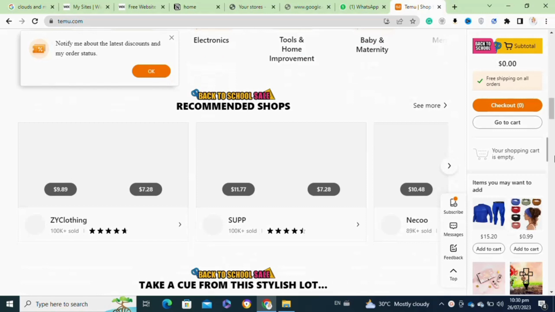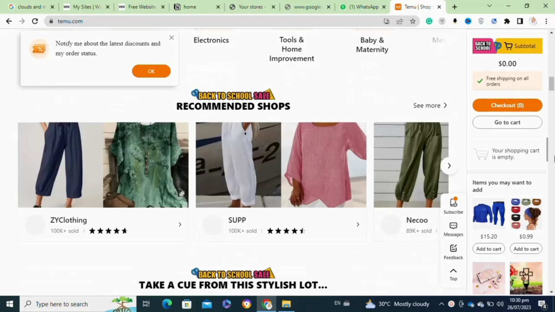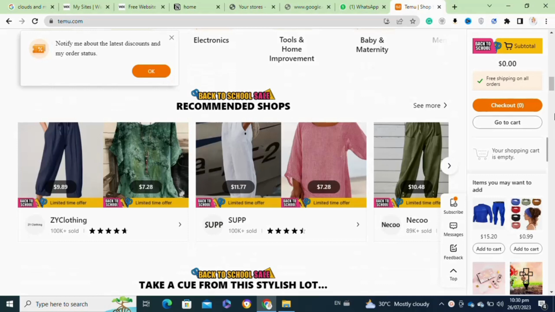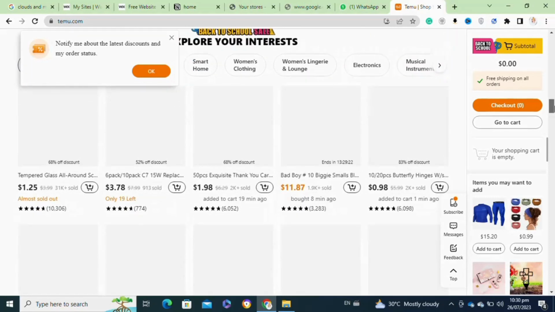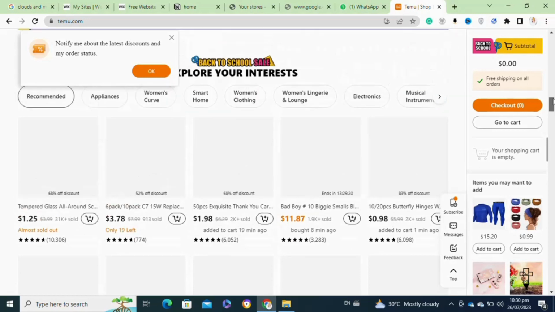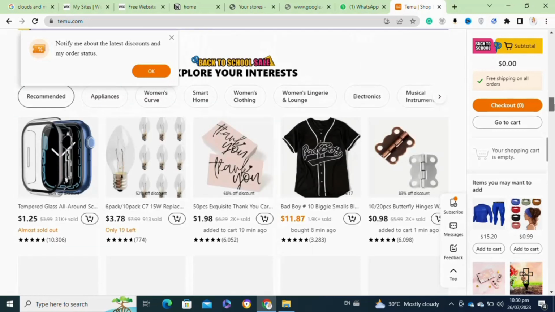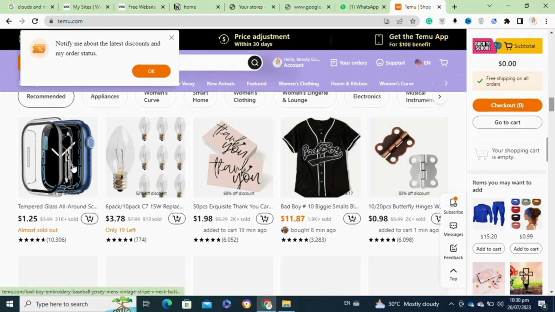After that, you have to find reliable suppliers. As a dropshipper, you won't hold inventory. Instead, you rely on suppliers to fulfill orders. Look for reputable suppliers on platforms like AliExpress, Oberlo, or the dropshipping directories. Ensure that they have a good track record of shipping products promptly and providing quality items.